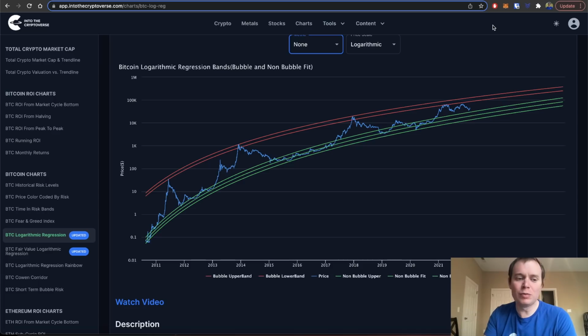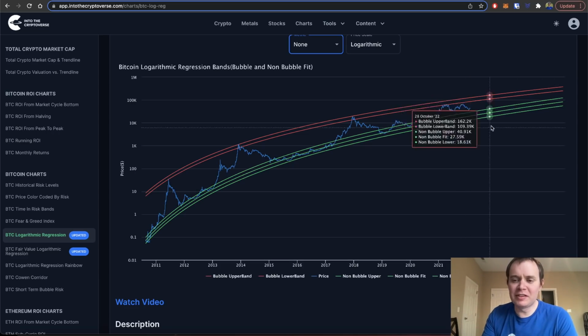One of them is fit to all data, and then one of them is fit to non-bubble data. And the one that's fit to all data says that the fair value of Bitcoin is around $33,000. The one that's fit to quote unquote non-bubble data says that the fair value is around $20,000. So there's a difference. One sort of ignores bubble phases, and then one doesn't. One just sort of says, all right, they're all the same. It doesn't really matter. We're not going to subjectively identify what's bubble data and what's non-bubble data.